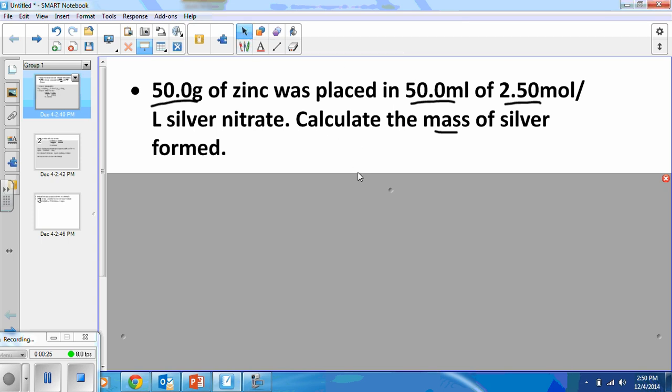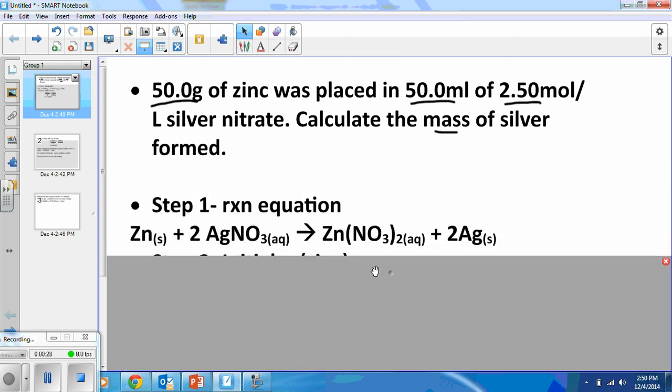So my first step is still the same thing. I need to figure out that balanced reaction equation. This is a single replacement reaction. I'm placing solid zinc into a silver nitrate solution. Single replacement, we're going to end up with silver solid as one of our products. So that's what I want to know. I want to know the mass of this.